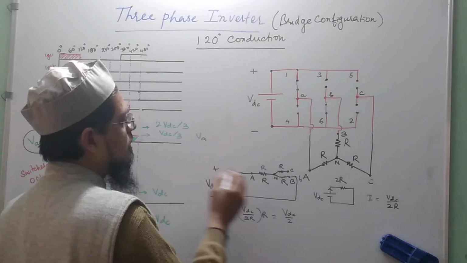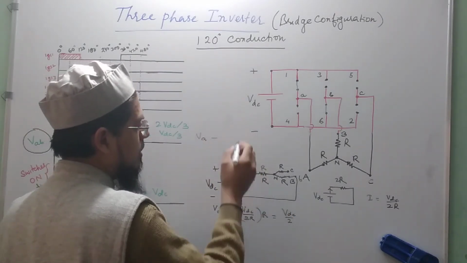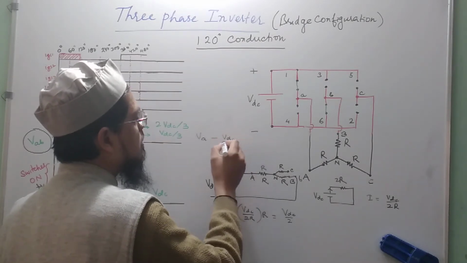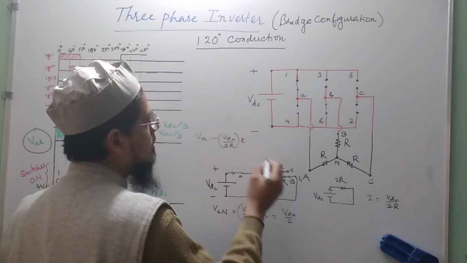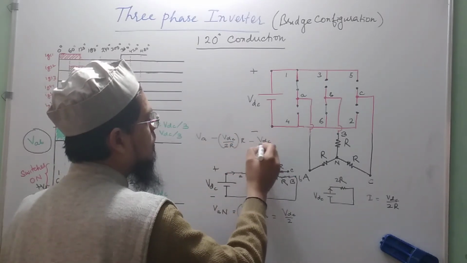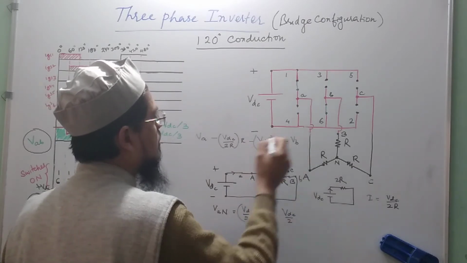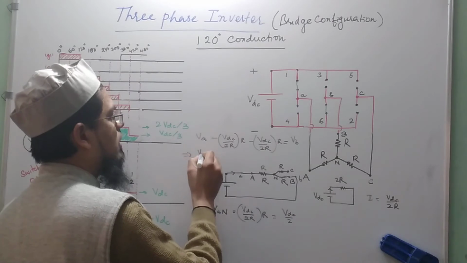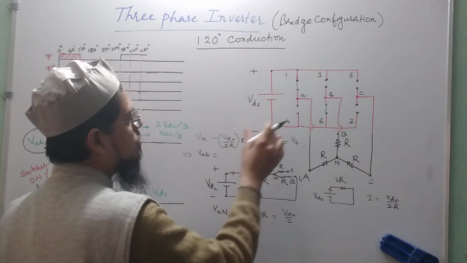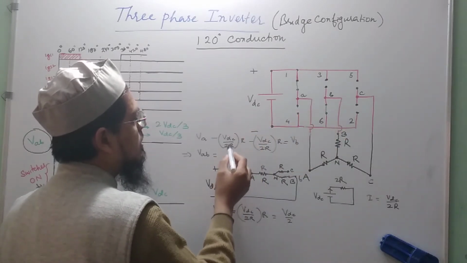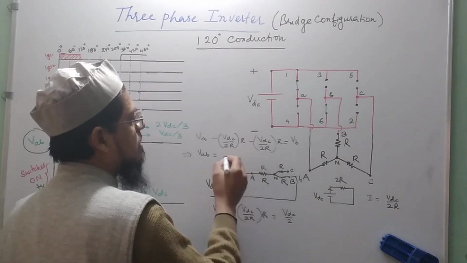So, VA, and then we encounter a resistor. So, minus the drop here, which is VDC by 2R, the current, times R, and then there is another resistor. So, the same drop, VDC by 2R into R, and then this is equal to VB. So, that means VAB will be equal to, if you bring these 2 terms on the right side, VDC by 2R will become VDC, and R and R get cancelled.